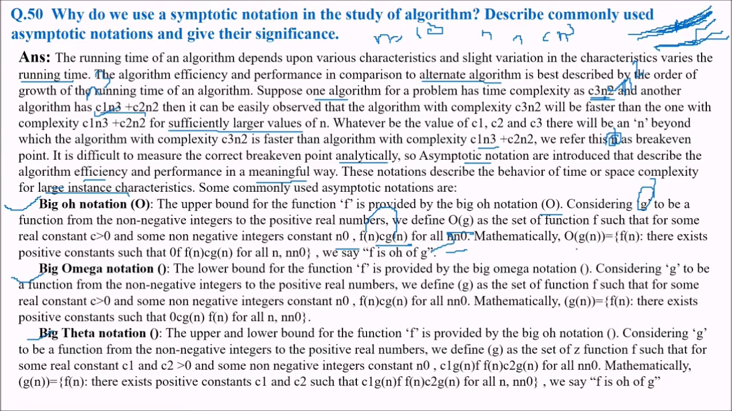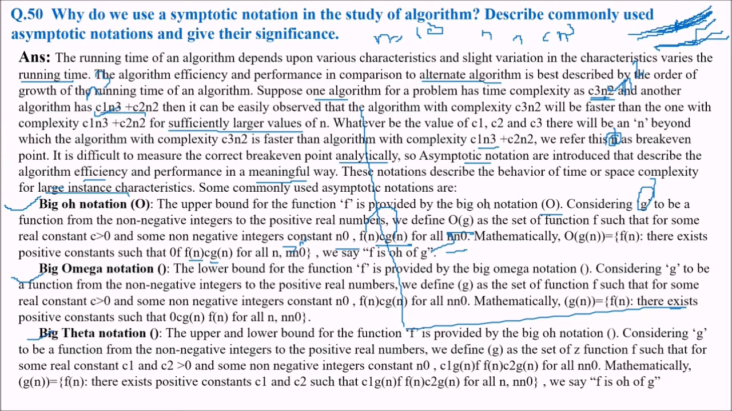Mathematically, O(g(n)) is the set of f(n) such that there exist positive constants c and n0 such that f(n) is at most c g(n) for all n greater than n0. So we say f is big O of g. Before going to omega and theta, let me tell you this definition, so you'll be able to understand these two very easily.